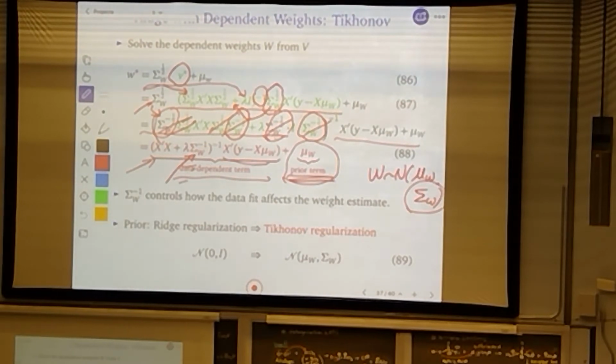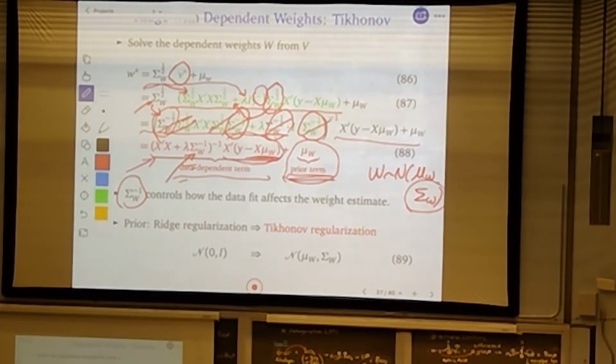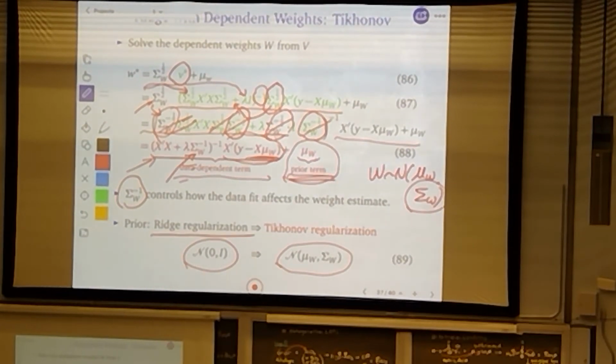The rest is what you have. This is just subtracted because you add this to it. So this controls how the data fit affects the weight estimate. This we consider a generalization of ridge regression, from this ridge noise to this ridge prior to generic prior, okay, in the weight space, not the noise, okay? This is called Tikhonov regularization.